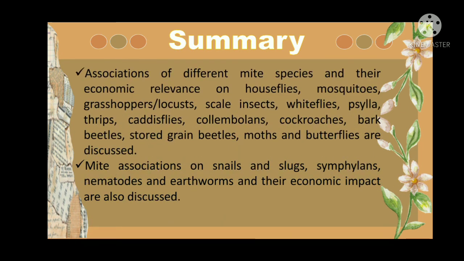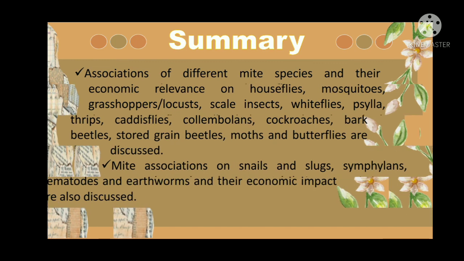Associations of different mite species and their economic relevance on houseflies, mosquitoes, grasshoppers or locusts, scale insects, whiteflies, thrips, caddisflies, collembolans, cockroaches, bark beetles, stored grains, moths, and butterflies are discussed. Mite associations on snails and slugs, symphylans, nematodes, and earthworms, and their economic impact are also discussed.